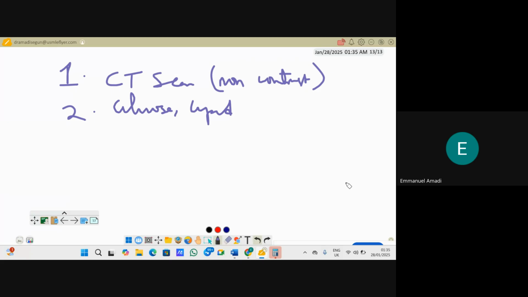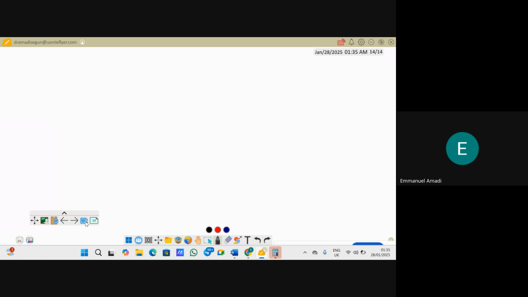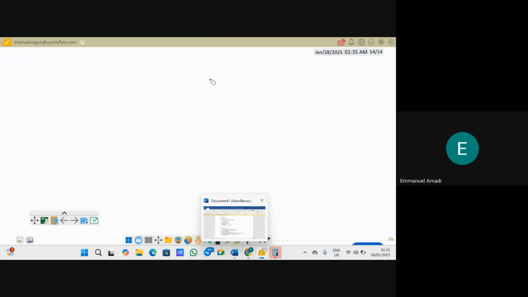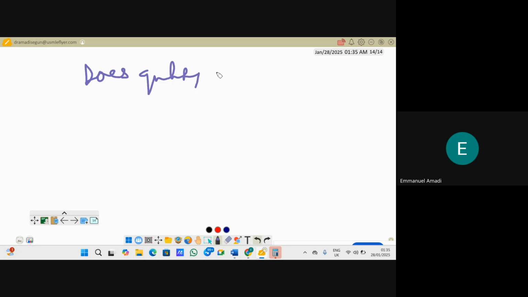Now, once we have done that CT and we've taken that blood, the next question we need to ask ourselves is this. That is the third step here, which is the TPA administration. We need to ask ourselves, does this person qualify for TPA? What is TPA? It is the tissue plasminogen activator.